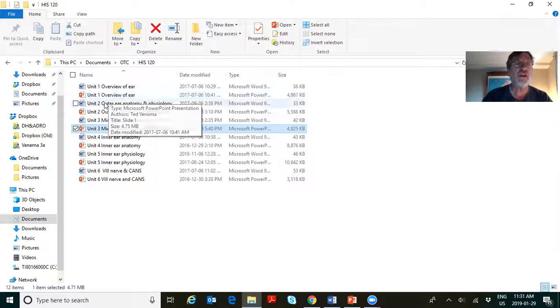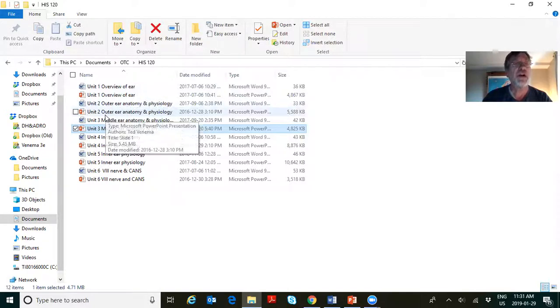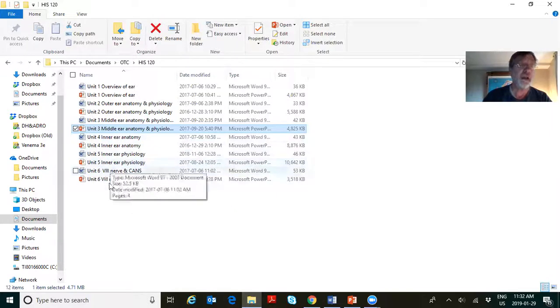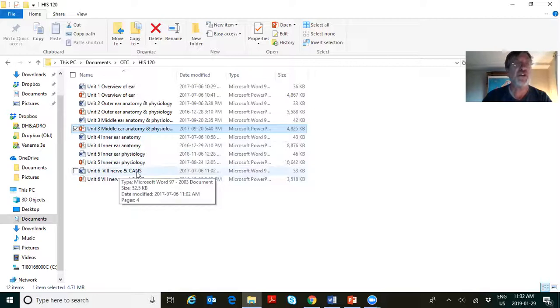And here's Unit 2, outer ear, anatomy and physiology, PowerPoint, outer ear, anatomy and physiology. Unit 3, middle ear, anatomy, and again, the blue is always the notes, the red's always the corresponding PowerPoint. And then look at Unit 4 and 5, because now we're breaking up the anatomy from the physiology. We spent a couple of weeks at least on the anatomy, and then a couple of weeks on the physiology. And then we spend a couple of weeks on the eighth nerve and central auditory nervous system.